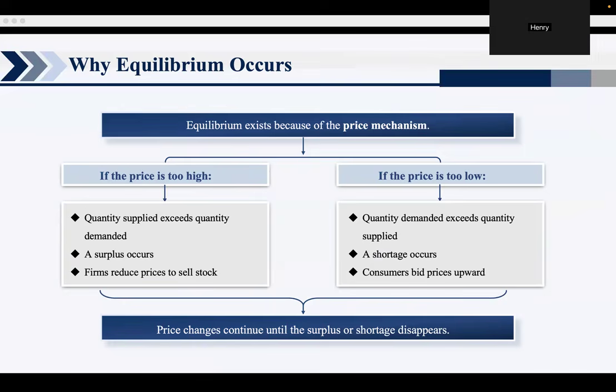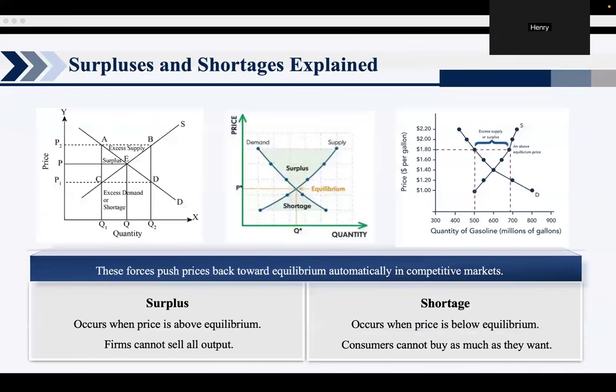So why does equilibrium actually happen? The answer lies in the price mechanism. If the price is too low, quantity demanded exceeds quantity supplied, a shortage occurs, consumers compete for limited goods, and prices are bid upward. Whereas if the price is too high, quantity supplied exceeds quantity demanded, a surplus occurs, firms cannot sell all their output, and they reduce prices to clear stock. These price adjustments continue until equilibrium is reached.